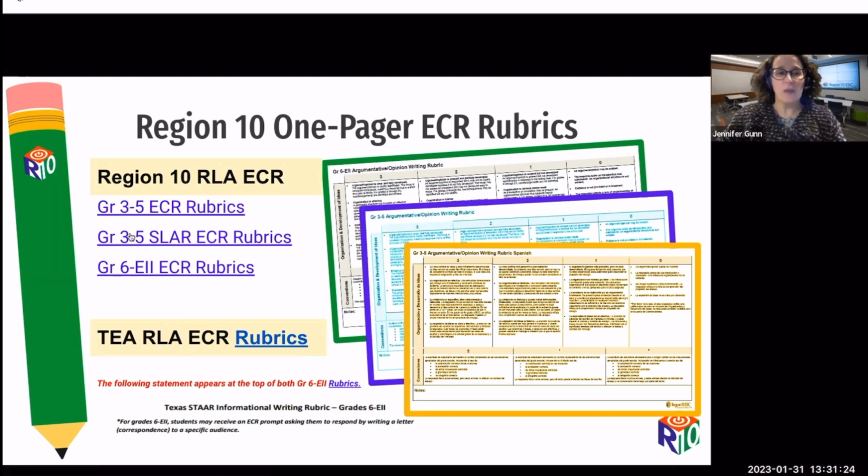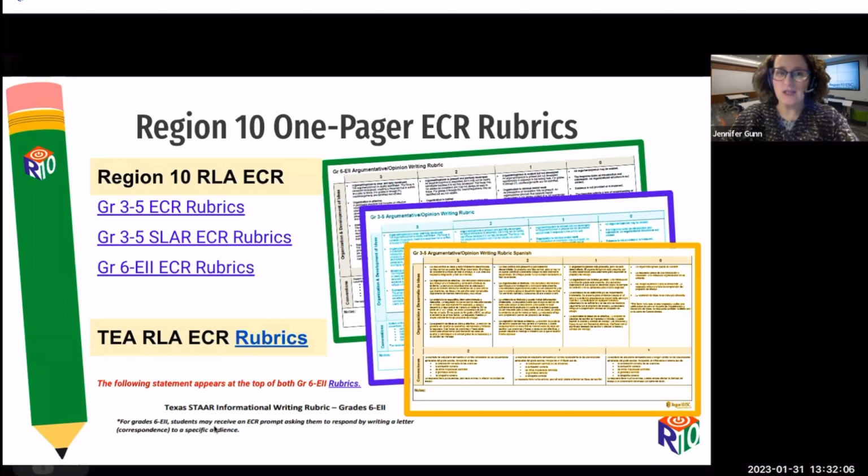We do have a Spanish rubric for grades 3-5. The grades 3-5 and the 6 through EOC, English 1 and 2, are going to contain both informational and argumentative rubrics. Clicking on these top links is going to give you access to the Region 10 one-pagers, but you can also see that we have connected you directly to the full rubrics from TEA. Now, as you're pulling the rubric up, let me clarify that we have genre-specific rubrics for informational and argumentative writing.